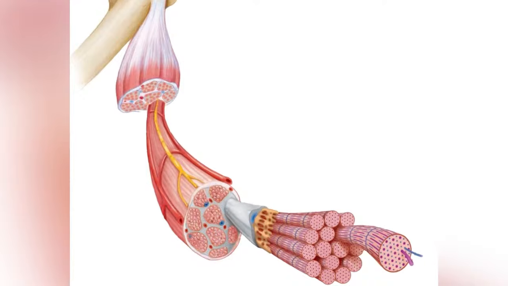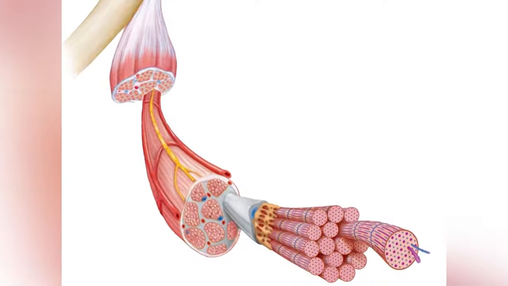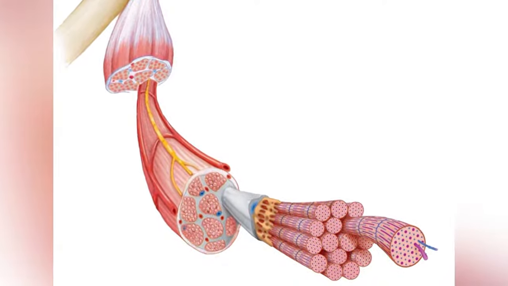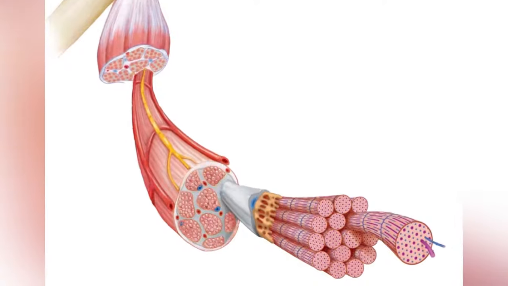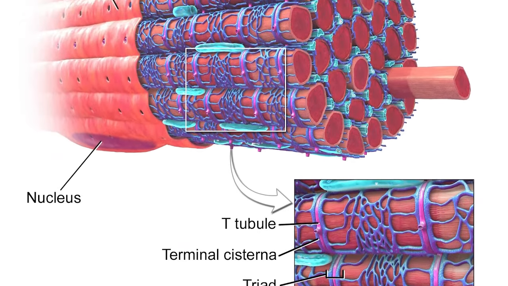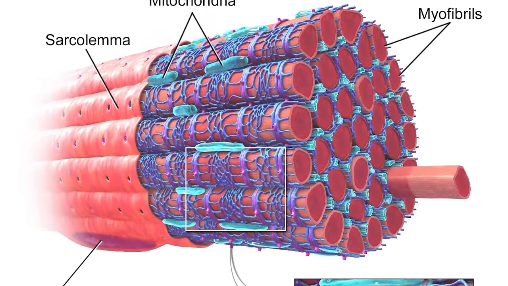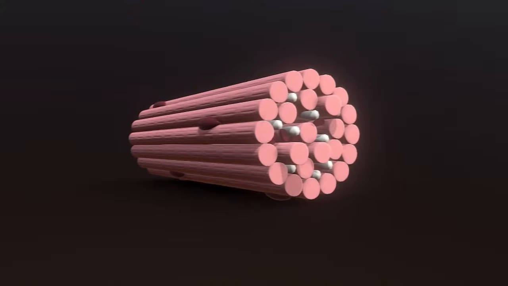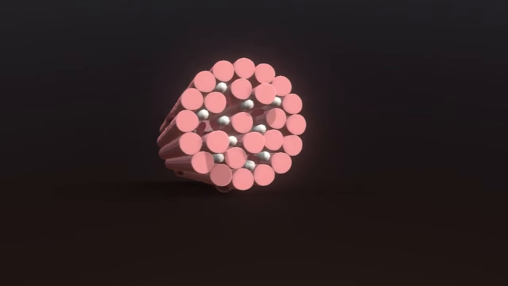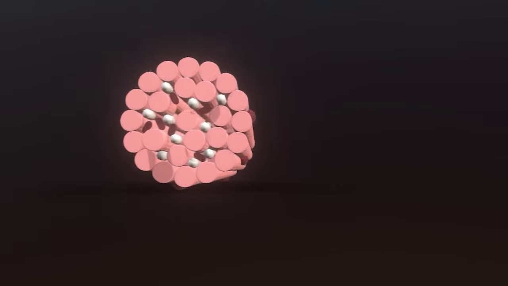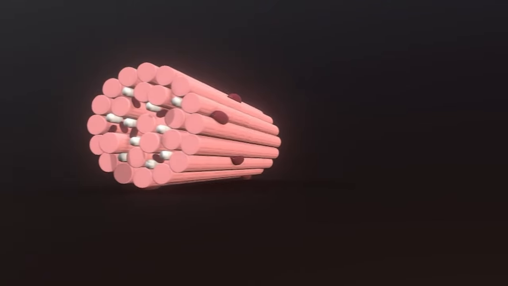Let's zoom in. Each muscle is made of fibers. These fibers are like long ropes wrapped in a skin called the sarcolemma. Inside them is jelly-like stuff, sarcoplasm, filled with even smaller ropes called myofibrils. Each myofibril is divided into tiny sections called sarcomeres. Sarcomeres are the parts that actually help the muscle squeeze and pull.